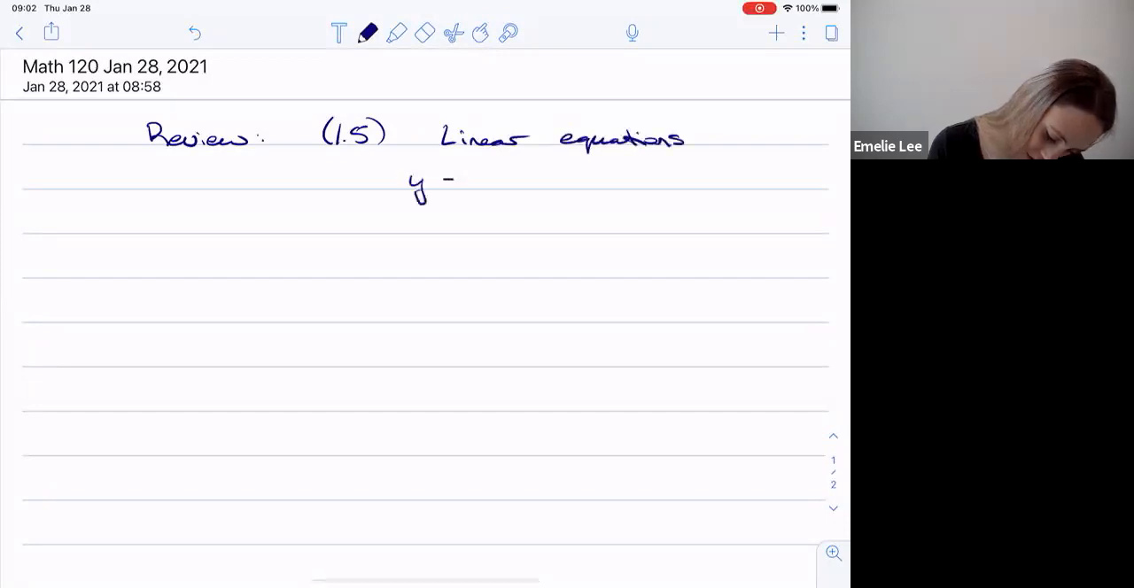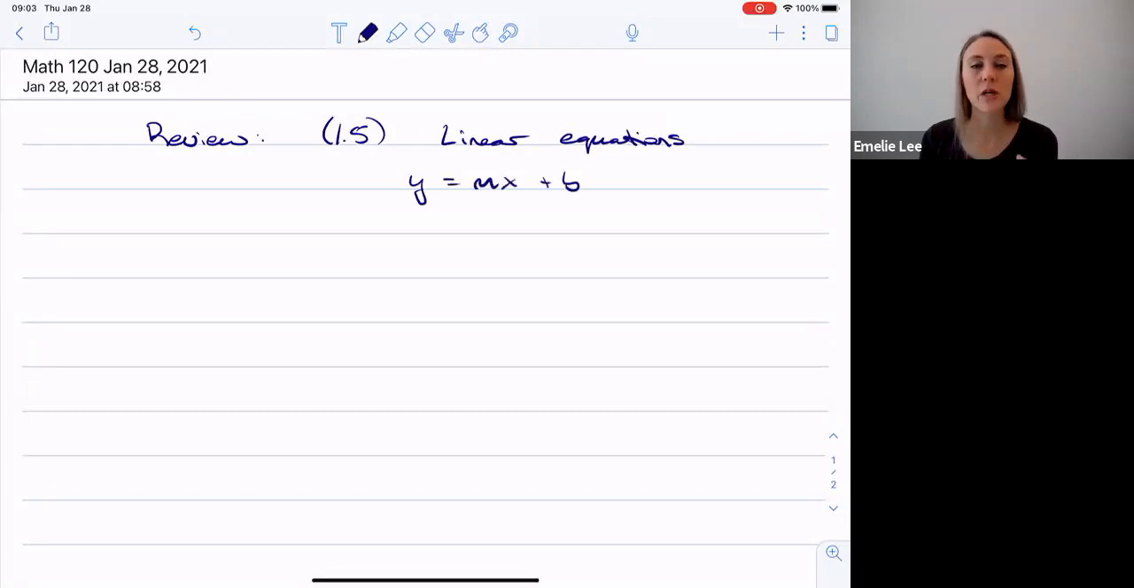So we talked about linear equations, which have the form y equals mx plus b, or can be rearranged to some format where if you solve for y, your highest power of x is 1. So you can rearrange something to look like this. That's a linear equation, and it just makes a straight line. So we talked about that.